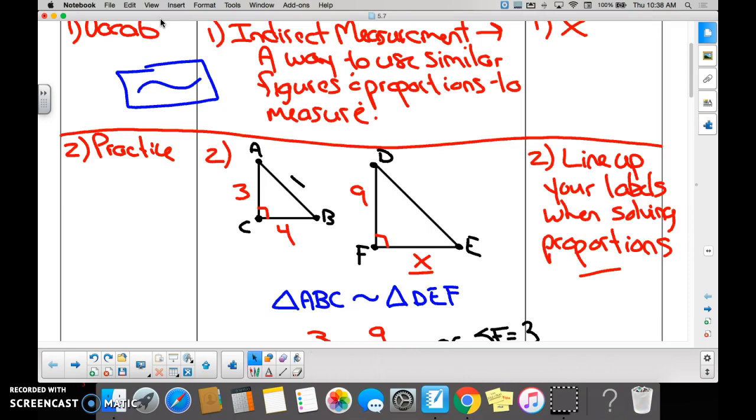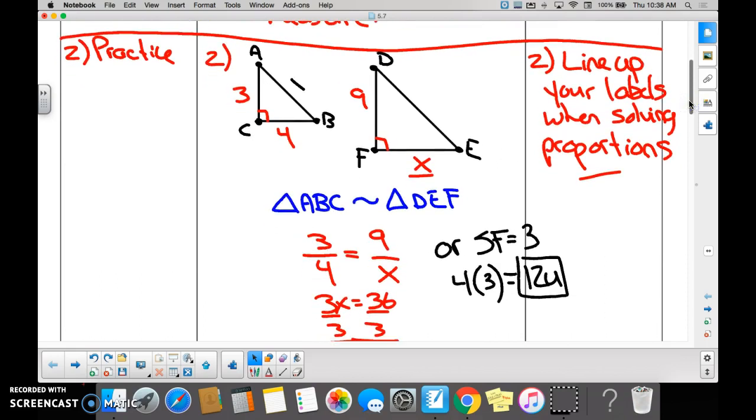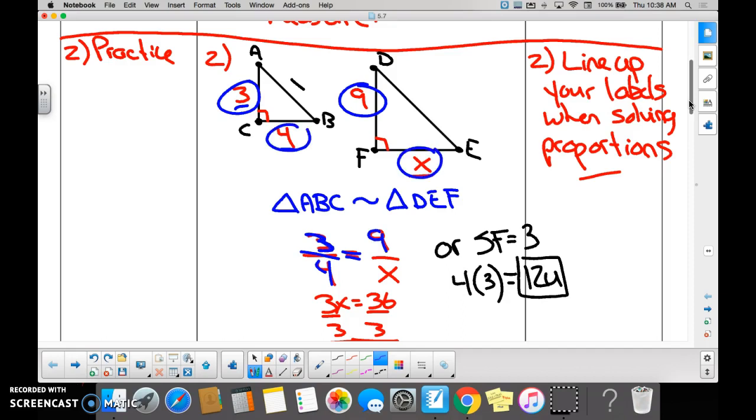The way we did that was we set up a proportion. We said that since we know these figures are similar, they have the exact same angle measurements, they're just a different size. So 3 over 4 is going to be equal to, are these sides corresponding? Yes. Do we have the 3 corresponding with the 9? Yeah. And is 4 and x corresponding? Yes. So 3/4 equals 9/x, and then we use what to solve for x?